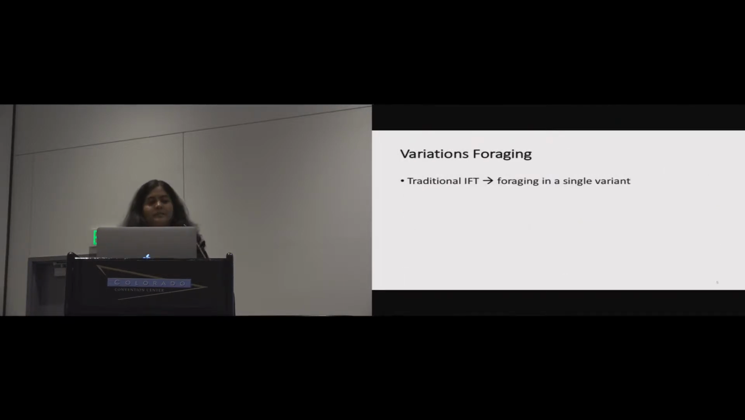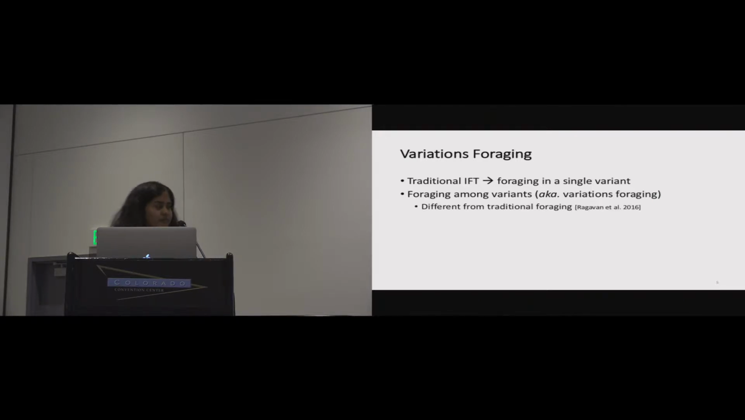So traditionally, IFT has focused on foraging in a single variant of stuff, in this case, a single variant of a program. But when we applied IFT to foraging in variation situations, we'll call it variations foraging, we found that it was very different from traditional foraging. And so we wanted to understand this new variations foraging so that we can better support tools for variants and things like that. And today's talk is going to be about this variations foraging in depth. And like I said before, we'll talk about it in an exploratory programming domain because this problem is very important there.